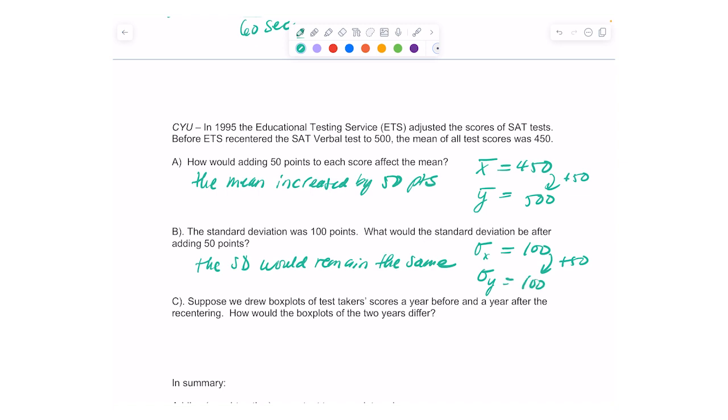Try to visualize what a box plot of the test taker scores a year before and a year after the recentering would look like. How would the box plots of the 2 years differ? They would look nearly identical. The shape would remain the same, right? But the later one would be shifted 50 points higher, okay? So we can take a look at that on my graphing calculator.